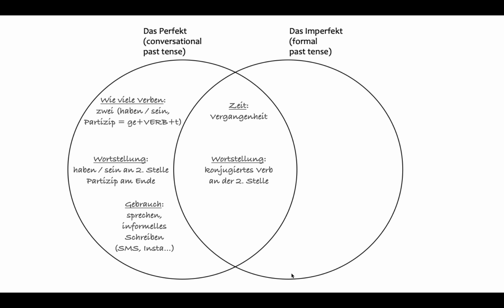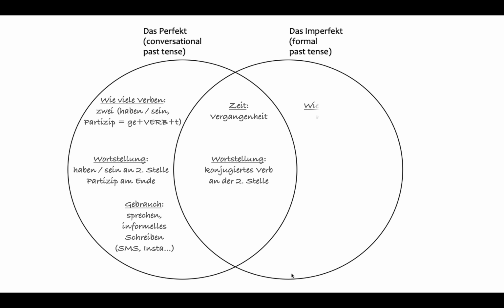For Gebrauch, use, this is primarily used in speaking as well as informal writing, things like SMS, which is what Germans call text messages, or social media posts, for example, the Instagram post project that you did in German 2.